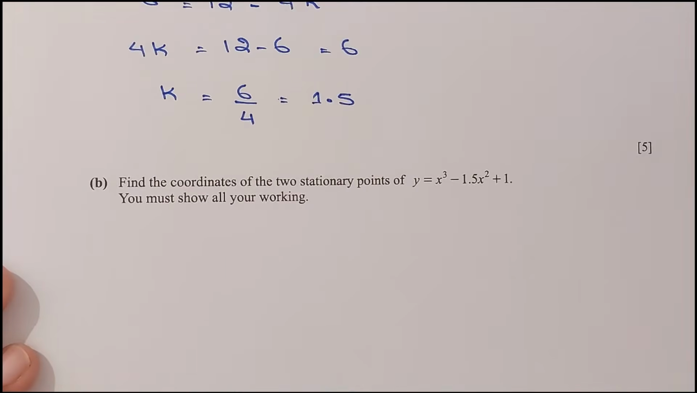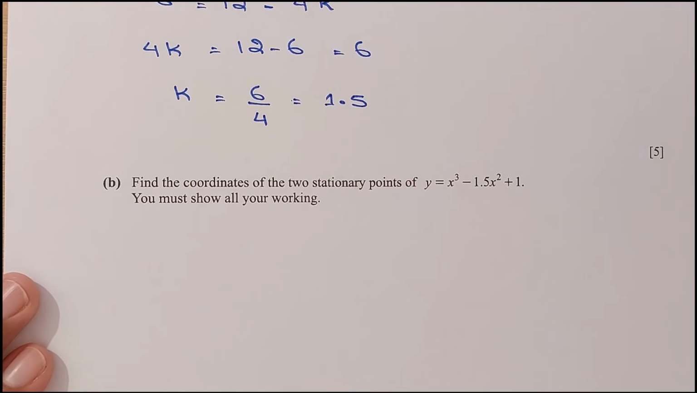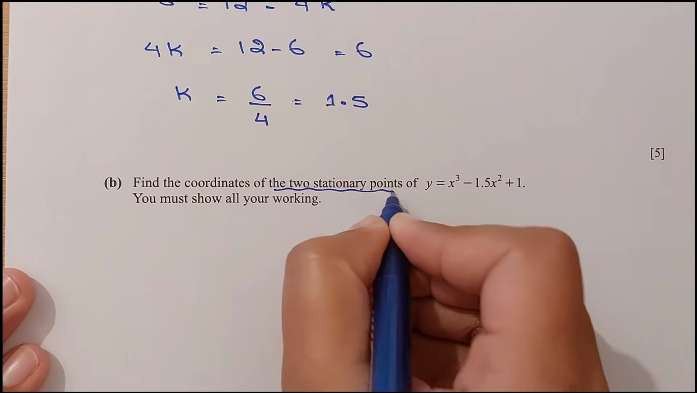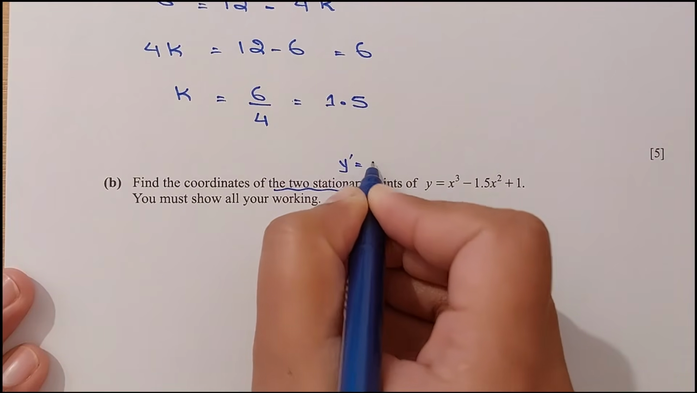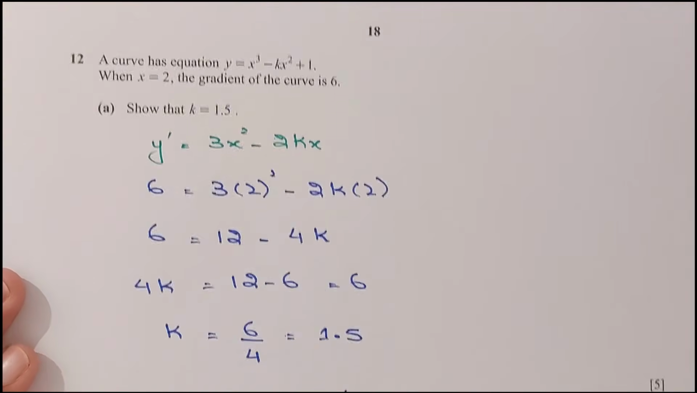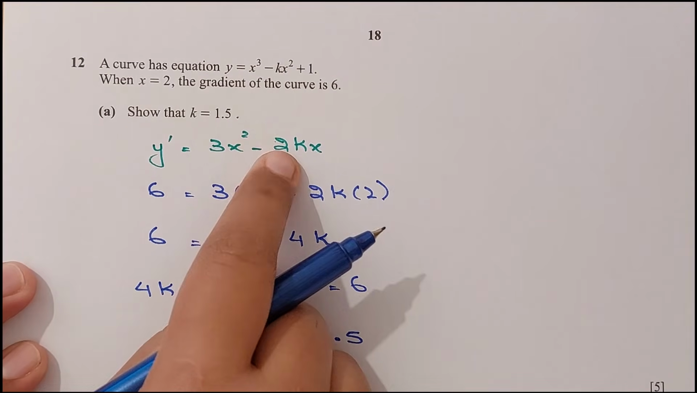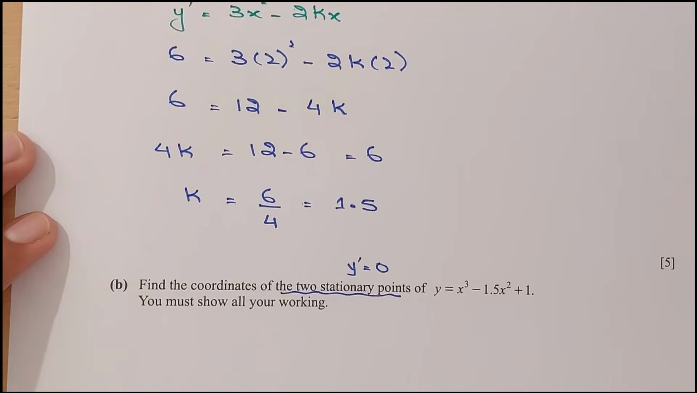Now for part B, find the coordinates of the two stationary points of the curve. You must show all your working. So, the coordinates of the stationary points. A stationary point is a point where the derivative is equal to 0, right? So we have this derivative y prime. So put it equal to 0, plugging in the value of k as well.